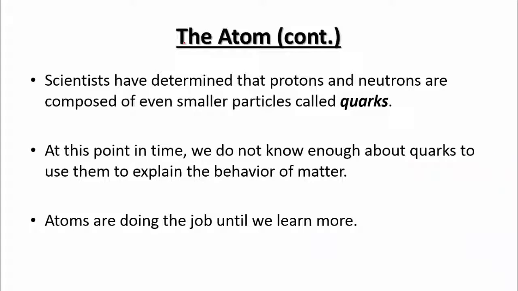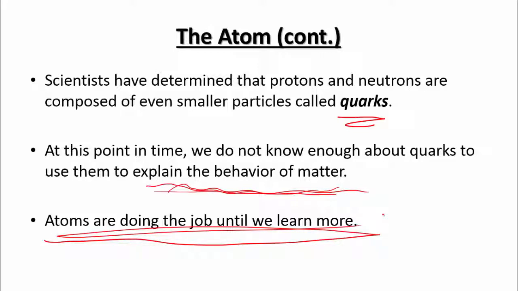Lastly, let's take a step farther from protons, neutrons, and electrons. Scientists have determined that protons and neutrons can be smashed into even smaller particles, which they have collectively called quarks. At this point in time, I should say we actually do know more about those, but in terms of what they mean to us in chemistry, they don't really help us too much at our chemistry level. If you want to be a quantum physicist and learn more about those, that'll probably do a better job explaining the behavior of matter. But until then, we roll into a chemistry class, and atoms are doing the job until we learn more. So that is your little video on the structure of the atom.